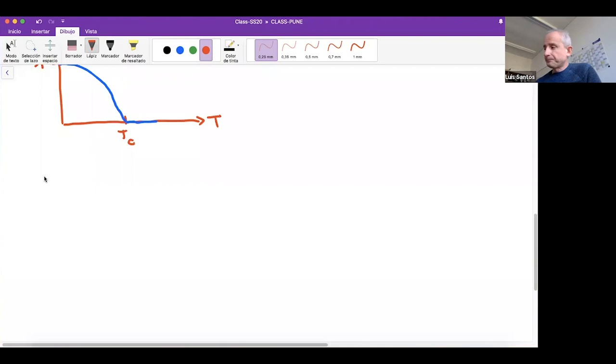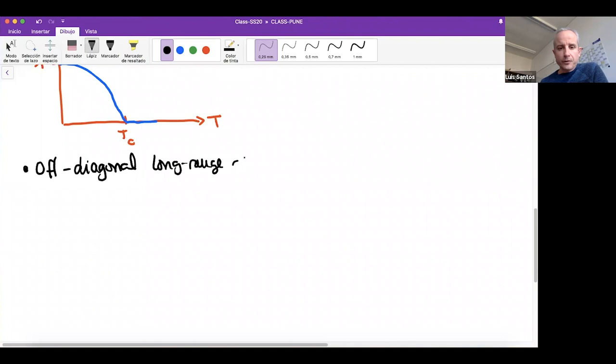Then, associated with the idea of Bose-Einstein condensates there is an important idea that I would like to discuss here, which is the idea of off-diagonal long-range order. This is actually an idea which is more general than the idea of BEC. Off-diagonal long-range order, ODLRO.